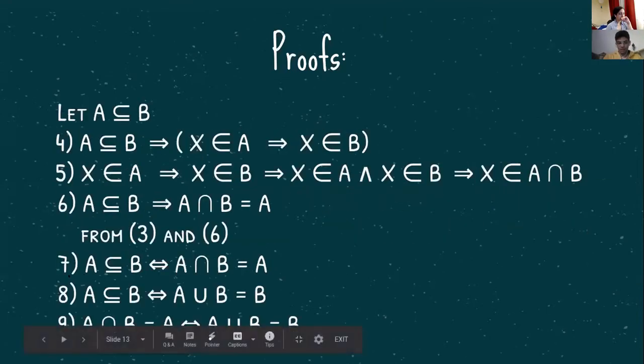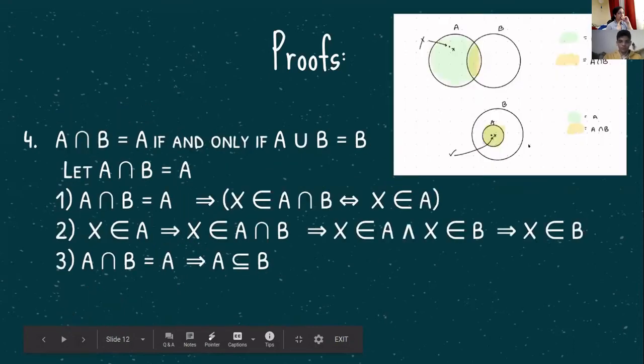So now looking at statement 7, the conclusion is that A intersection B equals A if and only if A union B equals B. Because I know that if A intersection B equals A, then A is a subclass of B, and if A is a subclass of B, then A union B equals B. I can also work the other way around. If A union B equals B, then A is a subclass of B. And if A is a subclass of B, then A intersection B equals A. So that's also a visualization of it.